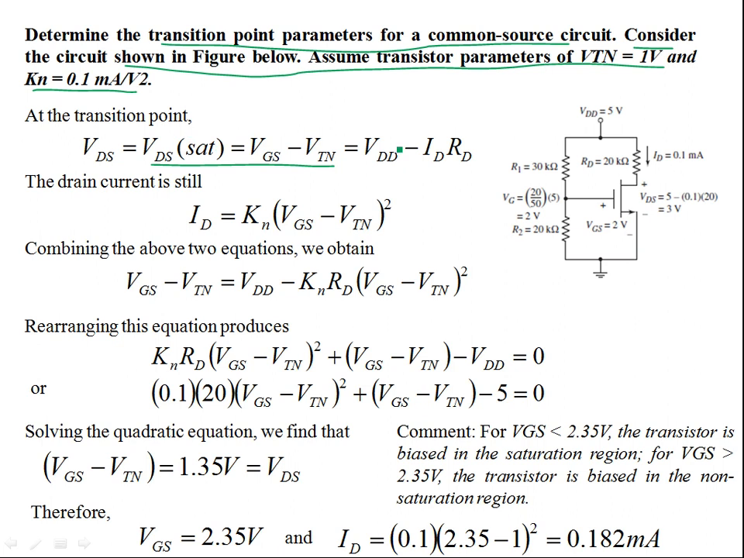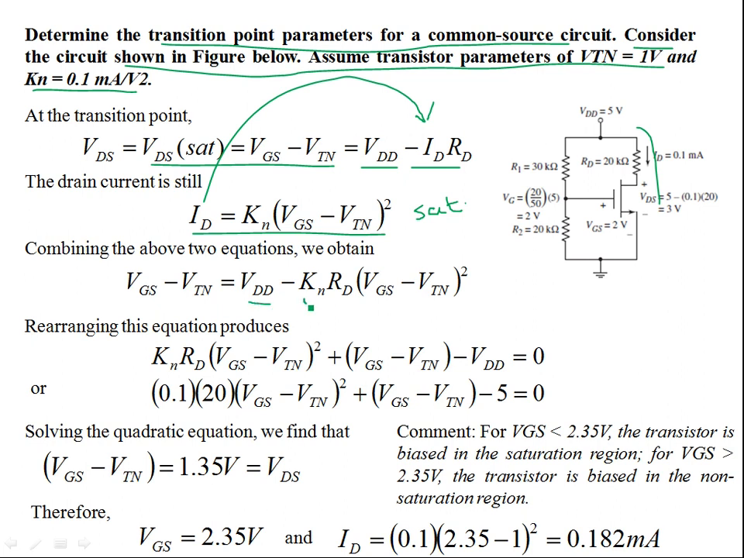VDS sat or VDS is also given by, if you apply KVL at the output loop, VDD minus ID RD. The drain current is still the same. This drain current and its relationship with VGS is defined for the saturation region. This quadratic relationship is for the saturation region. So you combine the two equations, substitute for ID over here, and rearrange the equation. You have something like this.